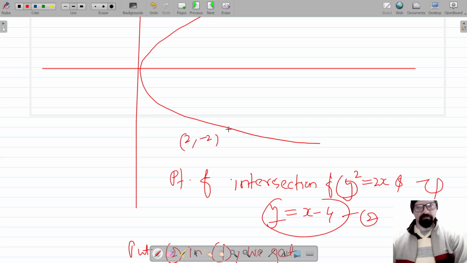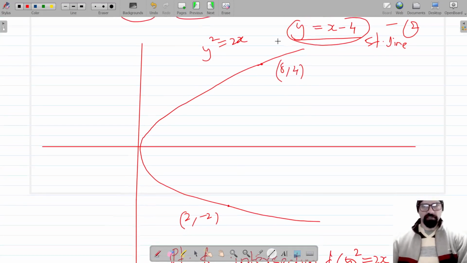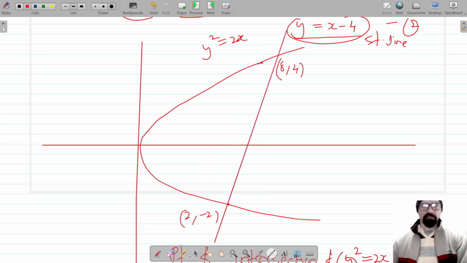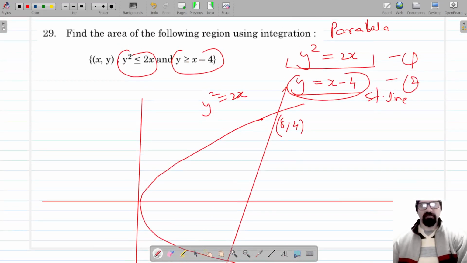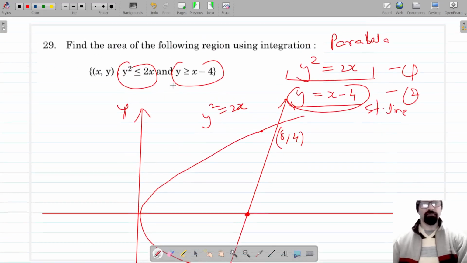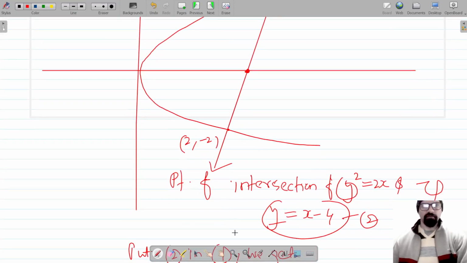So this is, let's say, the point of intersection of the line and the parabola, and this is point B, let's say (8, 4). Okay, let's join this. This is the point of intersection of the line and the parabola. This is the equation of the line. And this line passes through a point on the x-axis. So this is the y-axis, and the ordinate corresponding to this is 4. And the ordinate corresponding to this one is negative 2.